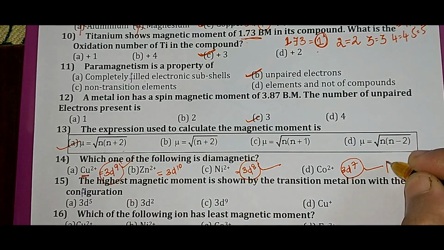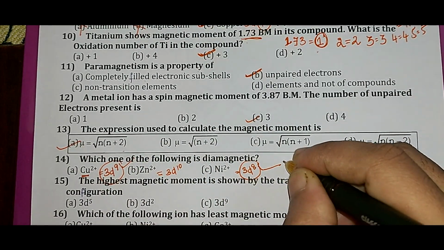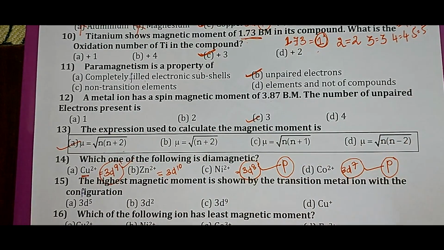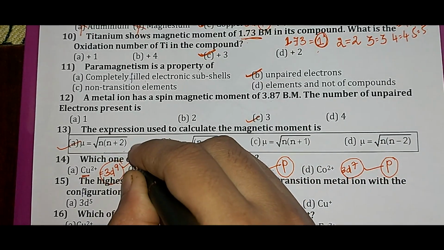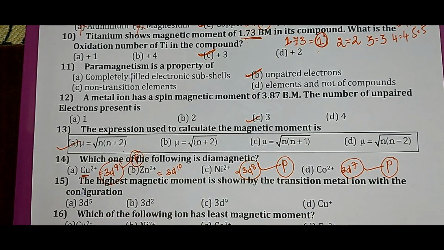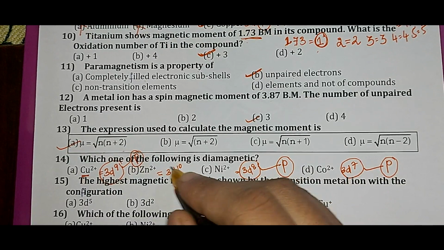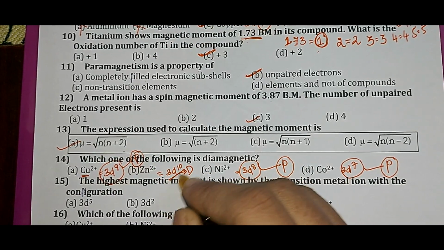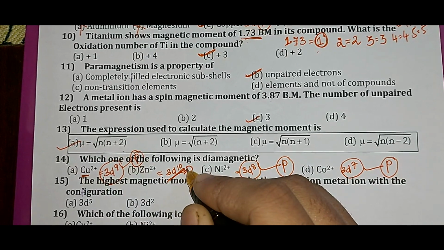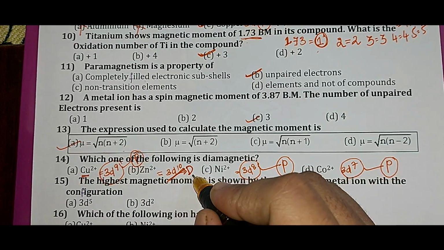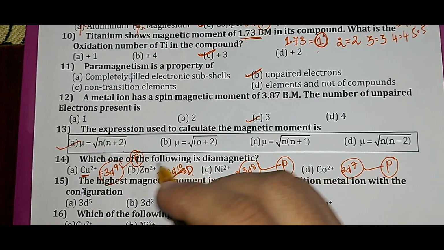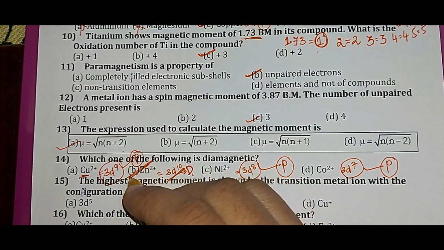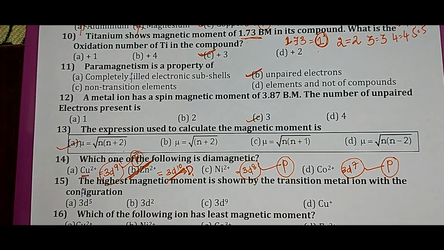So this has unpaired electron, so it is paramagnetic. This has unpaired electron, so it is paramagnetic. This also has unpaired electron, so it is paramagnetic. Whereas zinc ion in +2 oxidation state does not have any unpaired electron. All the electrons are paired up and it is repelled by the magnetic field, so it becomes what here? Diamagnetic. So the correct answer for question 14 is option B, diamagnetic.